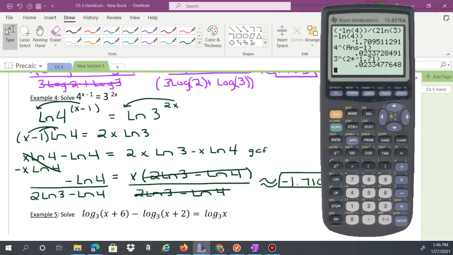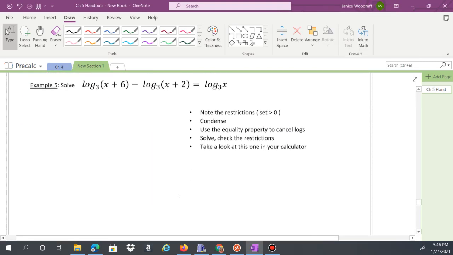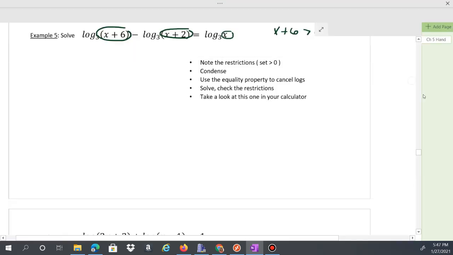All right, next type of logarithm, it already has the log in the problem. Okay, so when that happens, you do have to note the restrictions. So take each of these logarithms and get your restrictions, your domains, from these guys. So you've got x plus 6 greater than 0, x plus 2 is greater than 0, and x is greater than 0.